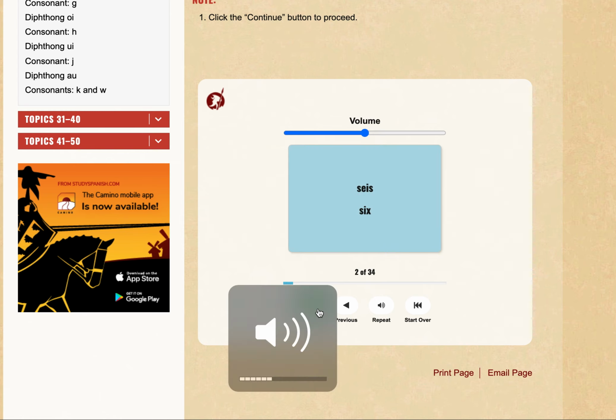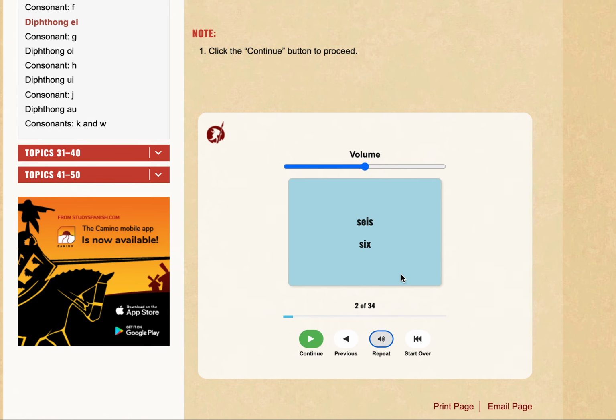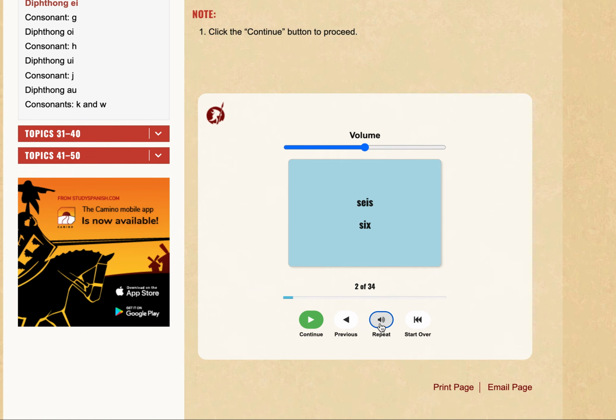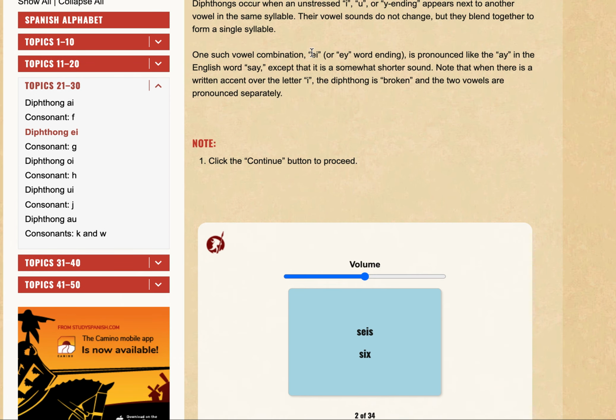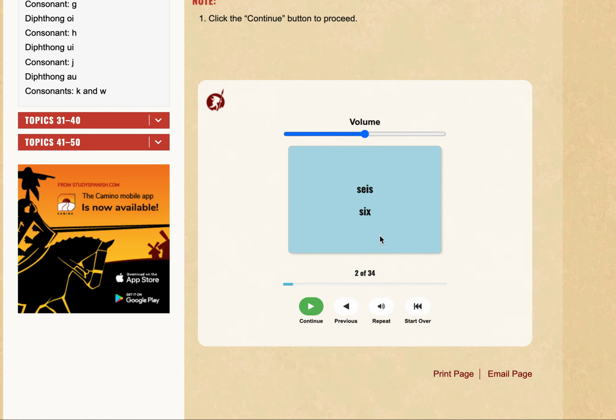Seis, seis, seis. All right, so obviously there's no written accent over the I, and this is an EI combination, which is pronounced like the AY in the English word say. Seis, seis.